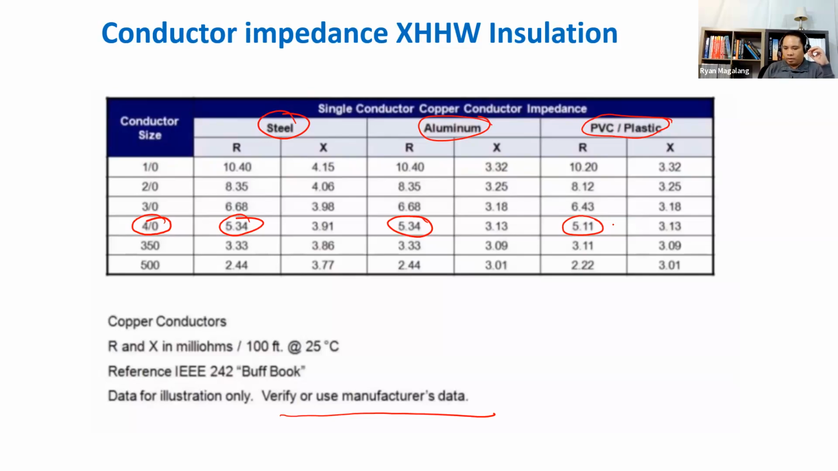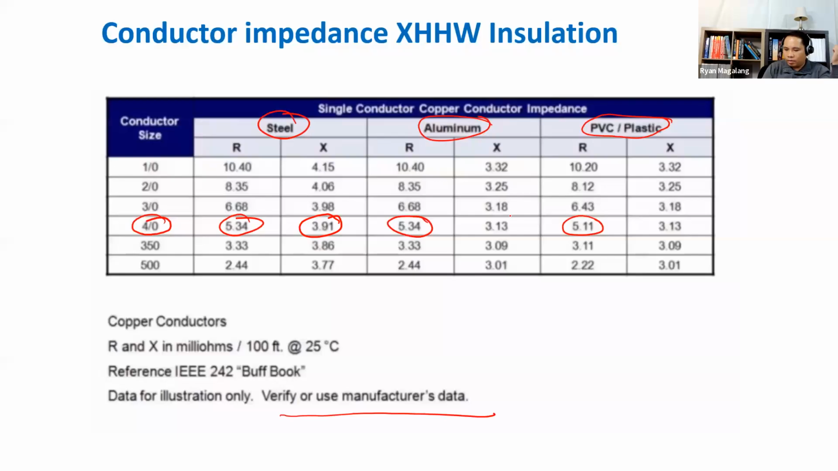That's why your resistance is higher compared to when you're using plastic, because plastic is not a good conductor of heat. So it heats up your conductor, and we know that the resistance is also affected by temperature.